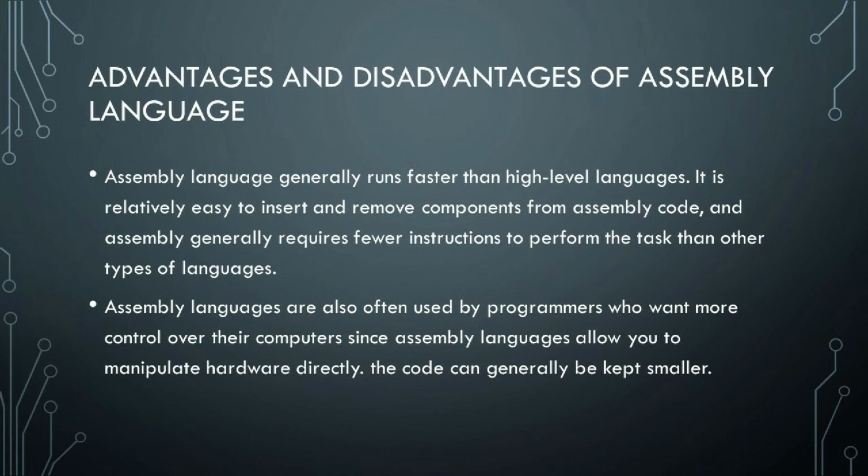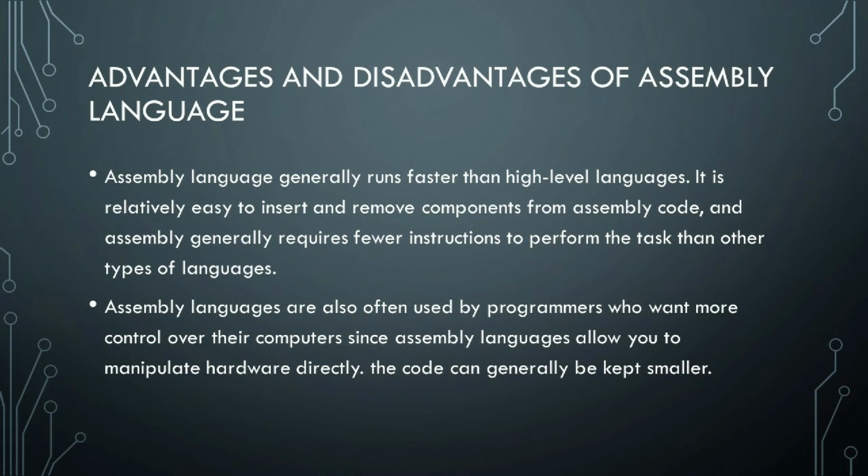Advantages and disadvantages of assembly language. Assembly language generally runs faster than high-level language. It is relatively easy to insert and remove components from assembly code, and assembly generally requires fewer instructions to perform tasks than other types of languages.